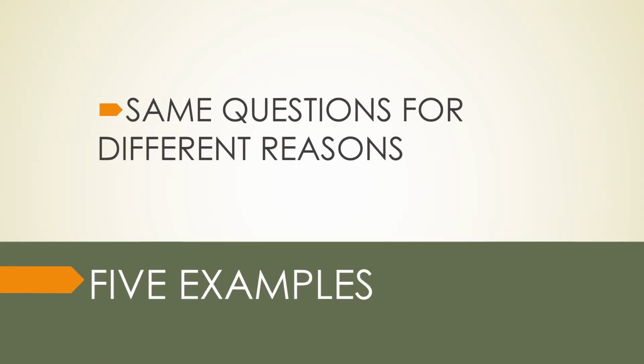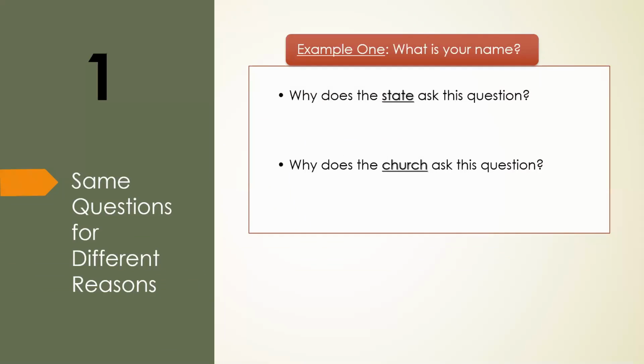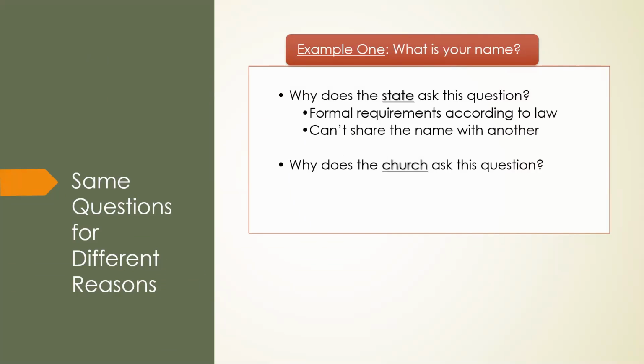To illustrate this, I've laid out 5 examples. We will start with something simple. What is your name? Why does the state ask this question? Well, there are formal requirements governing what a charitable organization can be called. It has to reflect your charitable purpose, and you can't have the same name as another charitable organization.